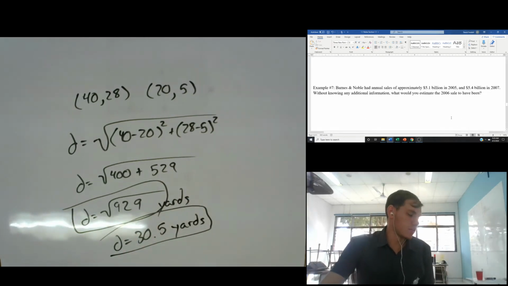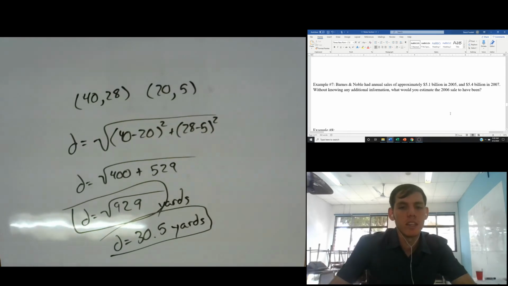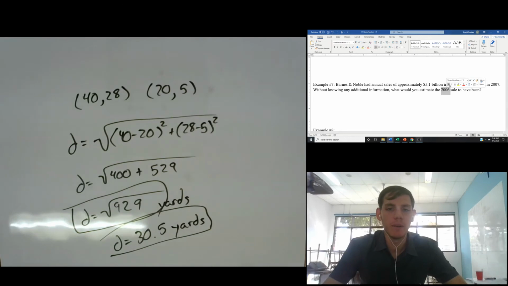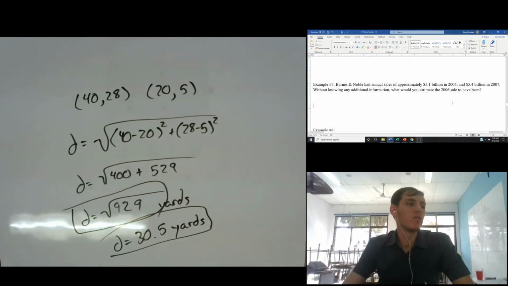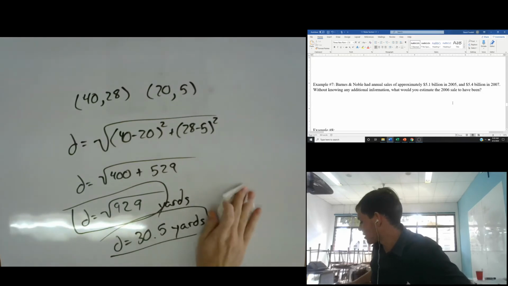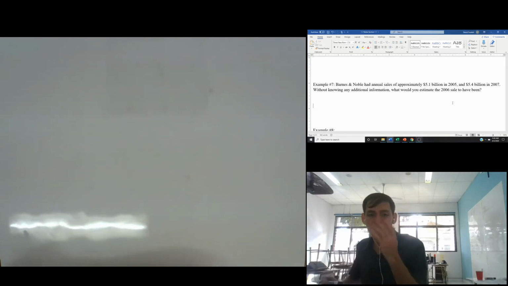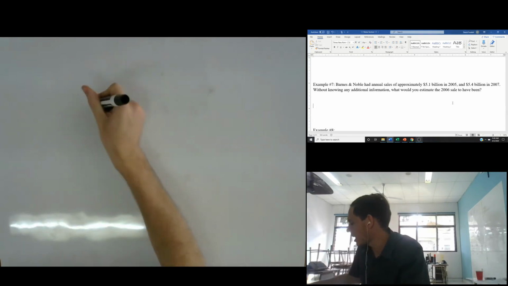Okay, let's move on. The next one is Barnes and Noble, and you'll notice that it gives us 2 different years in the sales. So we're calculating the midpoint between them. So finding the midpoint, we're finding the x values because it gave us the y values, or you could say we're finding the y values given the x values. So usually time is our x value.